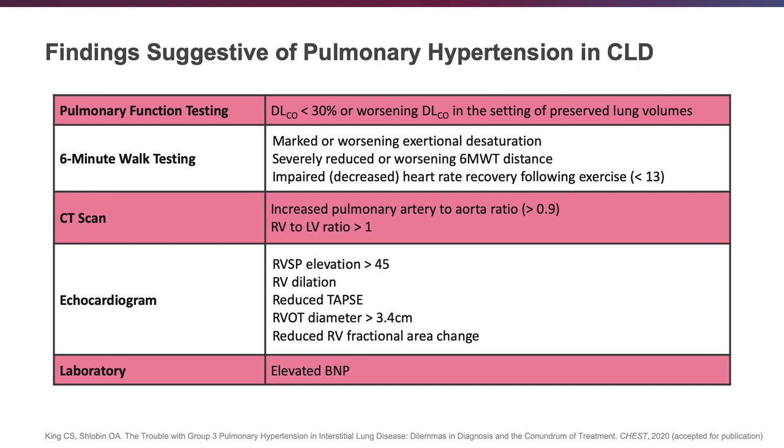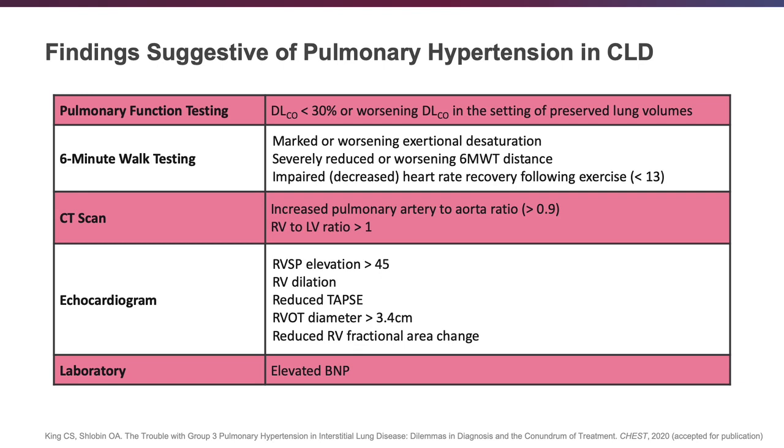is presented on this slide. So if we go through it one by one, in pulmonary function testing, diffusion capacity less than 30% of predicted has been associated with presence of pulmonary hypertension, as well as worsening of diffusion capacity over time, especially in the setting of preserved lung volumes. 6-minute walk test, I already mentioned impaired heart rate recovery, marked desaturation or worsening desaturation over time, and severely reduced or again worsening over time 6-minute walk test distance should alert someone that the pulmonary hypertension may be developing.